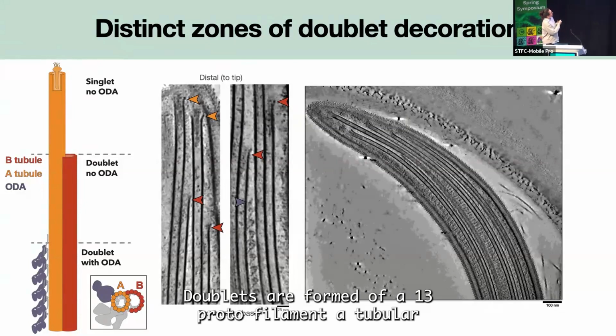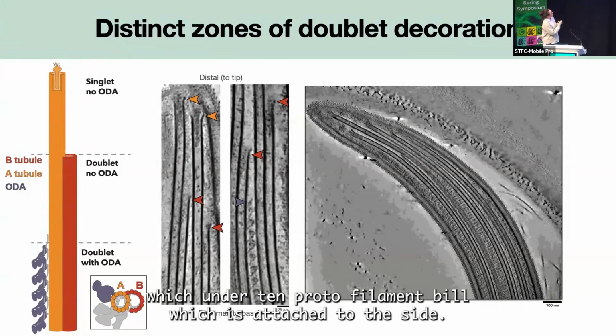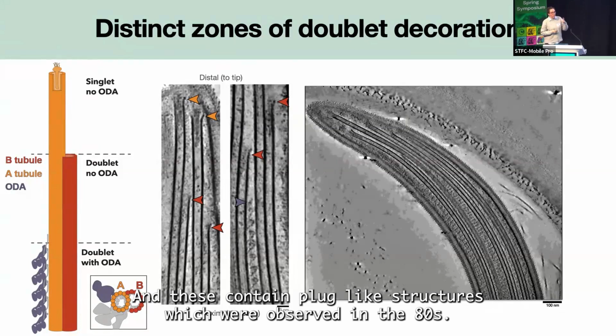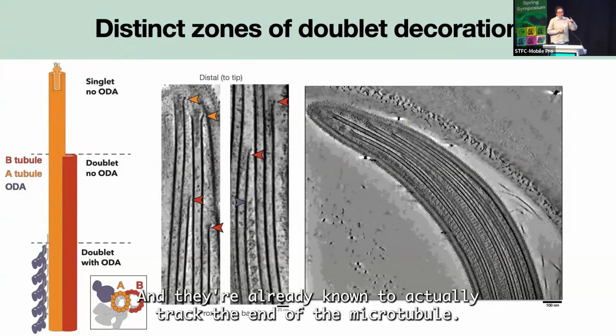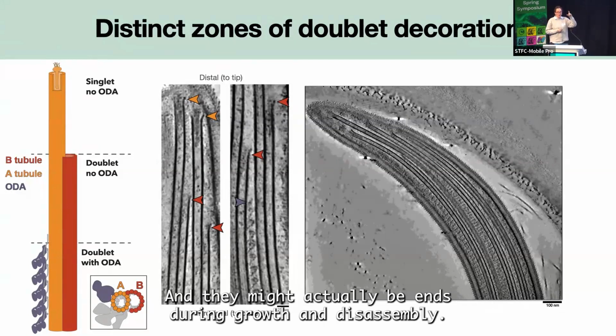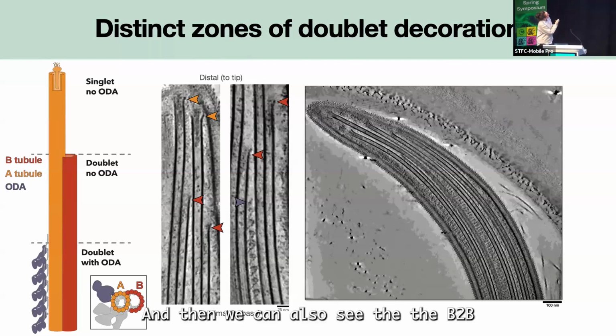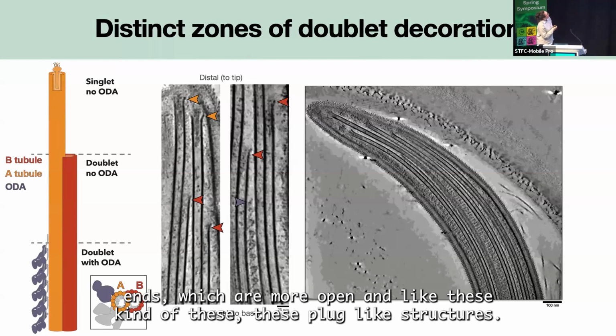Doublets are formed of a 13 protofilament A tubule, and a 10 protofilament B tubule, which is attached to the side. In our tomograms, we could see the ends of the A tubules, and these contain plug-like structures, which were observed in the 80s, and they're already known to track the end of the microtubule during growth and disassembly. So they really do remain attached to the microtubule ends. And then we can also see the B tubule ends, which are more open and lack these plug-like structures.